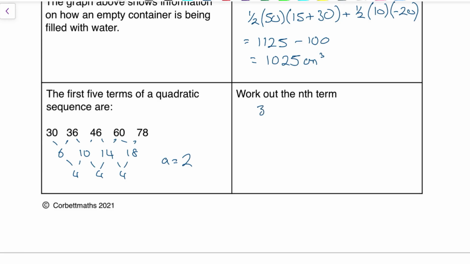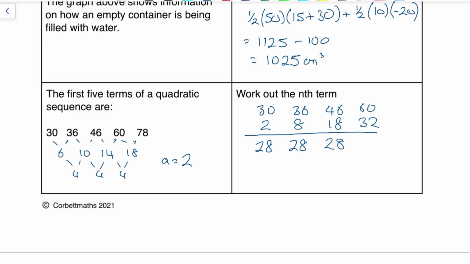Then I'm going to write the sequence again. So I've got 30, 36, 46, and 60. And I'm going to write underneath 2 lots of n squared. So 1 squared is 1 times 2 is 2. 2 squared is 4 times 2 is 8. 3 squared is 9 times 2 is 18. 4 squared is 16 times 2 is 32. I'm going to take that away, so I'm taking away my 2n squared. And that leaves behind 28, 28, 28, and 28. Excellent. So actually this is quite easy, isn't it? That means my nth term, let's write u_n, is equal to 2n squared plus 28.